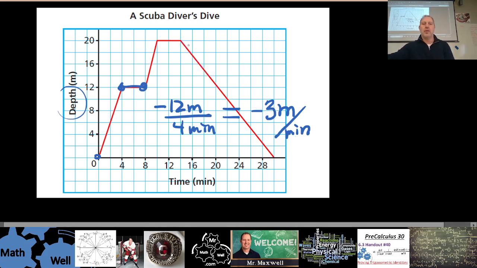Or she could be coming back to the surface really quickly and then stopping, and then really quickly, very steep, and then stopping again, and then just taking her time at the surface. So there's lots of different information you can communicate in a graph. But this person is just returning to the surface.